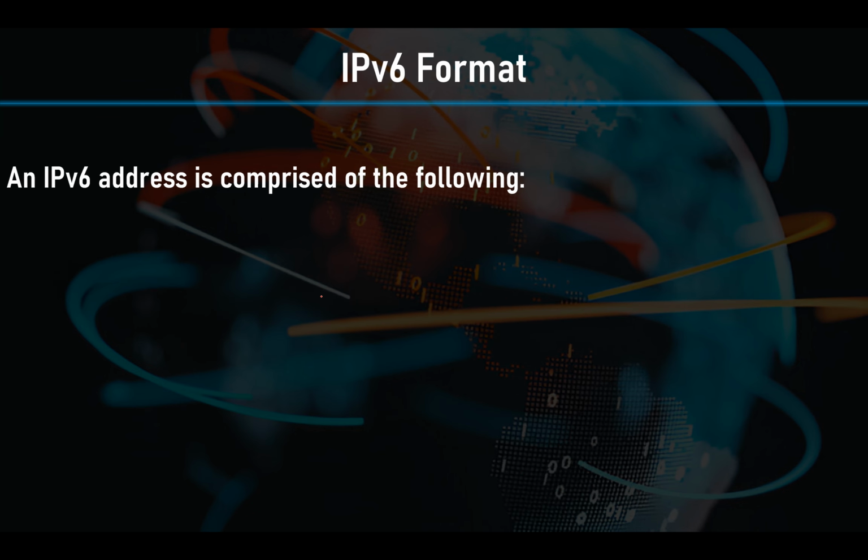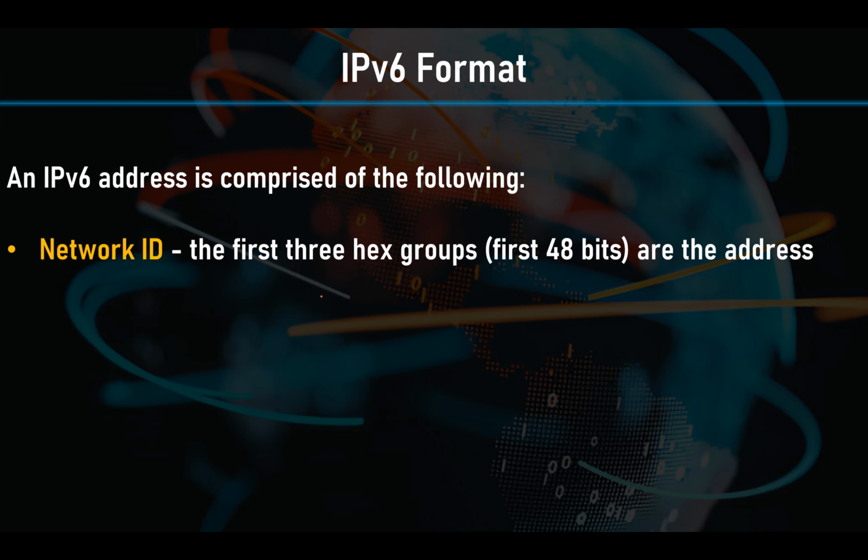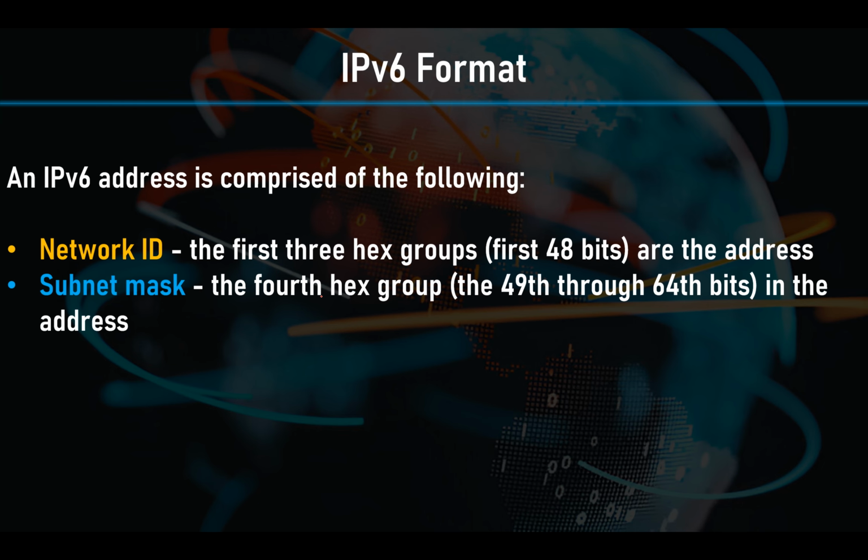So then let's look at what the different IP version 6 groups mean. The first group is going to be the network ID, that's the first 3 hex groups, or the first 48 bits. Similar to an IP version 4 address, there's going to be a network ID and a host ID. Then the fourth hex group is going to be the subnet mask, the 49th through 64th bits.